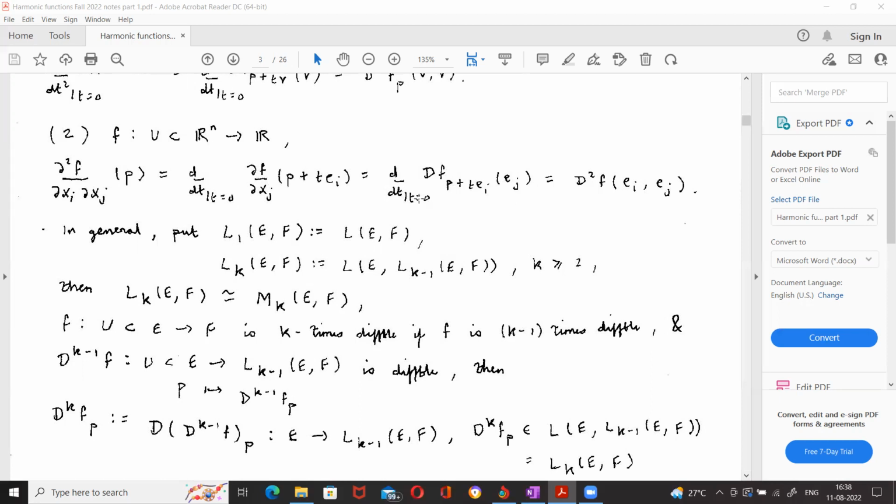So this will become d/dt at t equal to 0 of df at p plus t ei applied to ej. Now this, by the calculations that we've done above, is nothing but d squared f at p applied to (ei, ej); there's a p missing here. So these second order partial derivatives are nothing but d squared f at p applied to (ei, ej). Is this clear? Yeah. Okay.